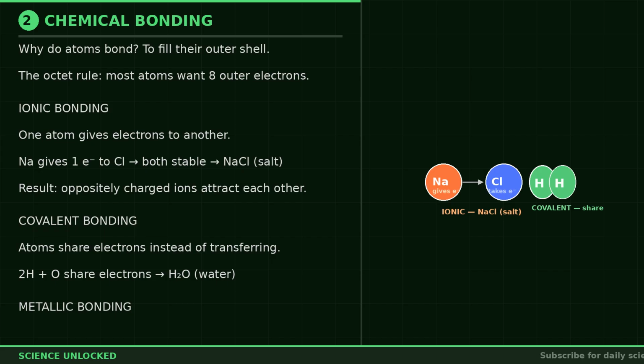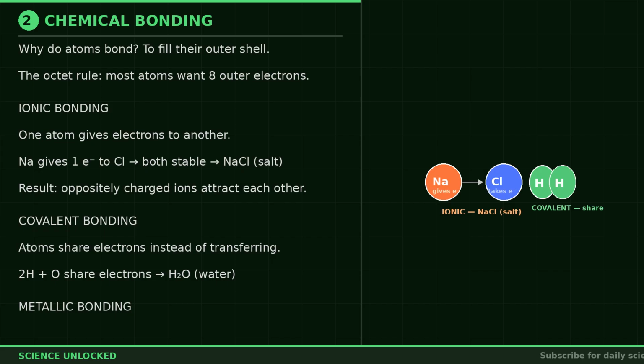Covalent bonding, atoms share electrons. Hydrogen needs 1 electron. Oxygen needs 2. 2 hydrogen atoms each share 1 electron with 1 oxygen atom. All 3 atoms reach stable shells. The result is water, H2O.